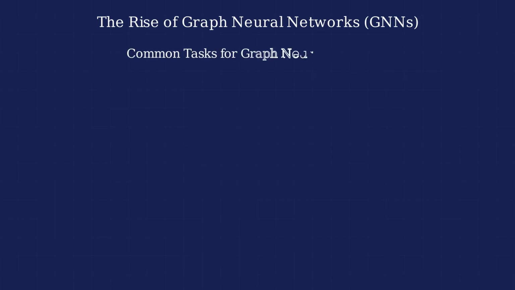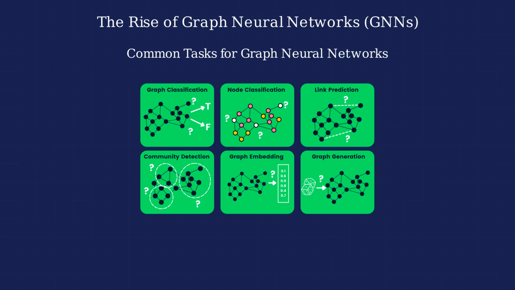Graph neural networks can perform a variety of important tasks. These include node classification, link prediction, graph classification, community detection, graph embedding, and graph generation. Node classification, predict properties of nodes. Link prediction, determine if nodes should be connected. Graph classification, categorize entire graph structures. Community detection, identify clusters within graphs. Graph embedding, map graphs to vector representations. Graph generation, create new graph structures.